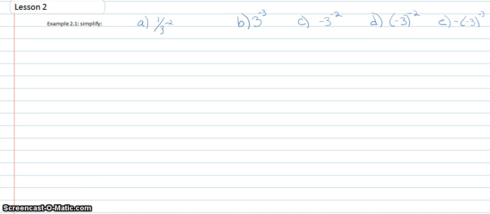In lesson 2, the first example, we're going to simplify expressions that have negative exponents. So for a, before we can simplify this, we have to make the exponent positive. So I need to take the 3 and bring it to the top of the fraction. And that will make my exponent positive. So 3 squared is 9.